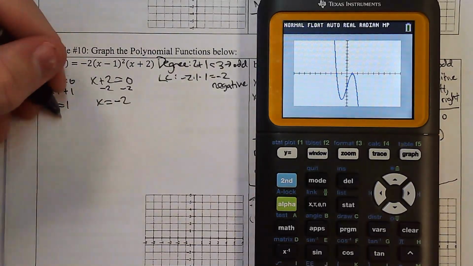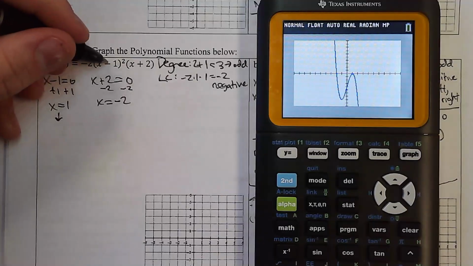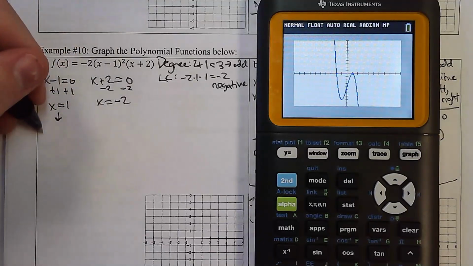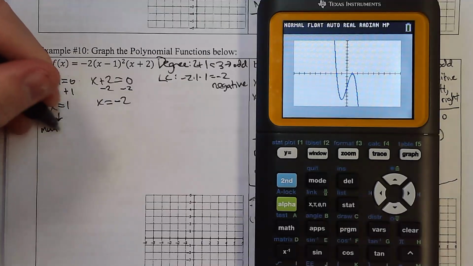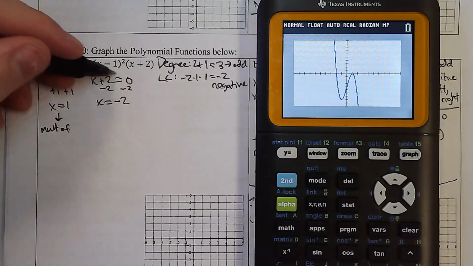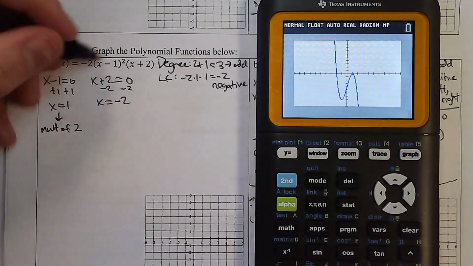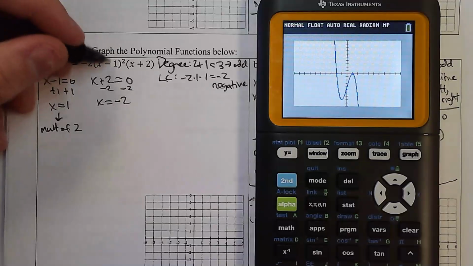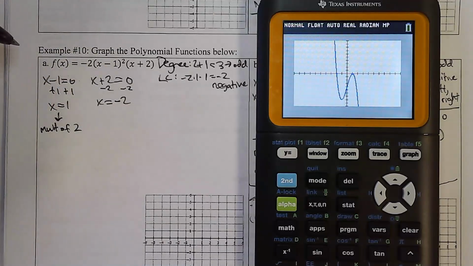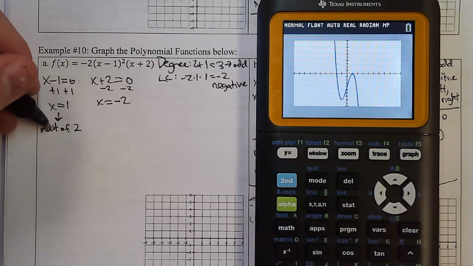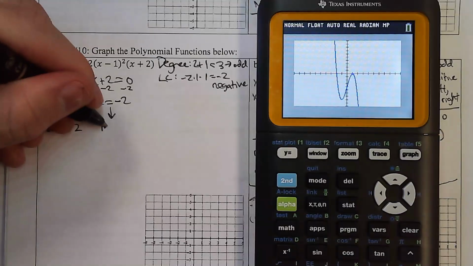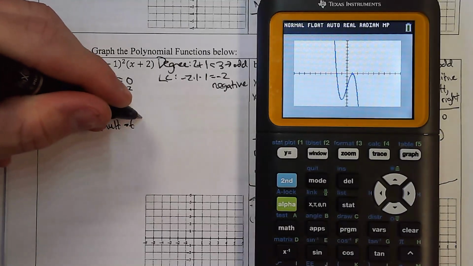Do y'all know what the multiplicity of 1 would be? How often will 1 happen? Twice. Why is it a multiplicity of 2? Because it's squared. So that's a multiplicity of 2. So it's gonna touch it and turn around. Negative 2 has a multiplicity of what? 1.